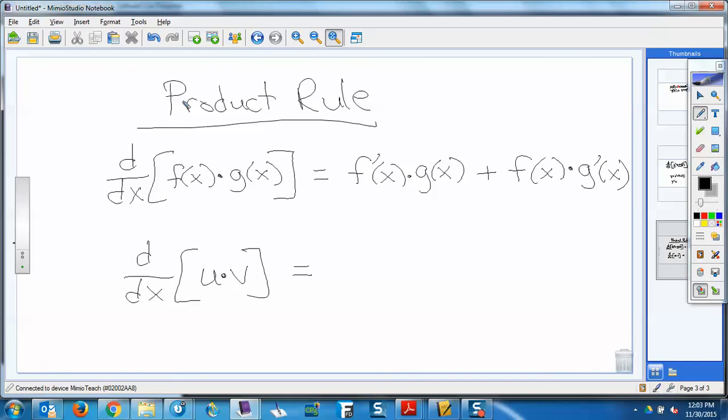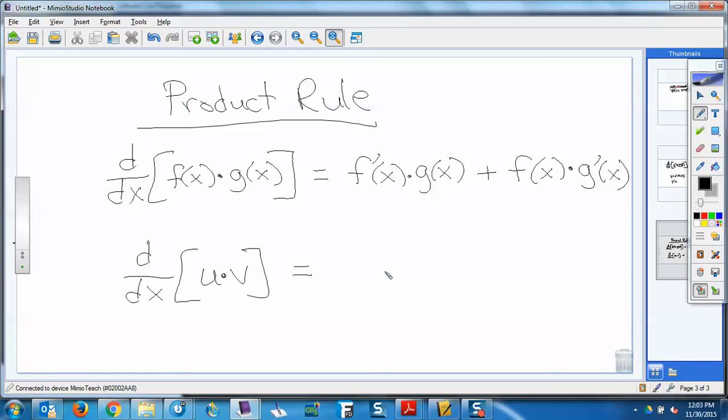Notice, here's where Leibniz notation is important. Notice we're doing the derivative with respect to x. So u is just some batch of x's, and v is some other batch of x's. In our example, u would be the x squared, and v would be the sine x. Okay? So u and v just stand for some function that has x's in it.